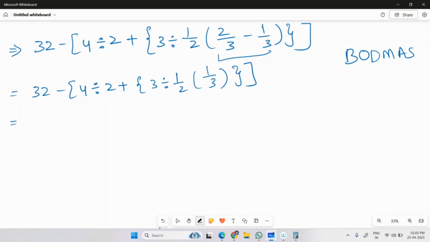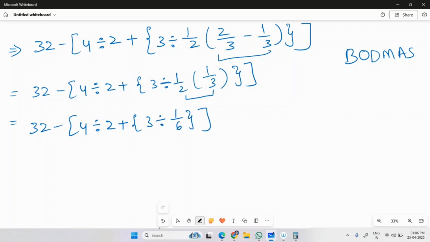Now the next part is we have to multiply these two fractions. Since we have division here, we don't do division as of now, because already in the brackets 1 by 3 is there. We have to multiply this 1 by 2 with 1 by 3. So 32 minus 4 divided by 2 plus 3 divided by 1 by 2 times 1 by 3, which is 1 by 6.